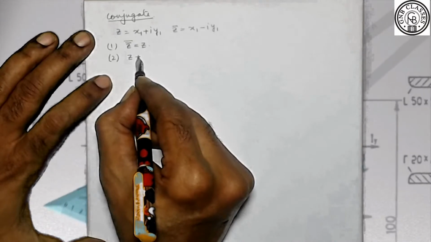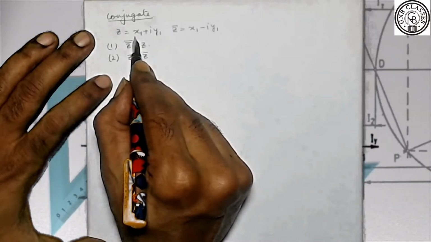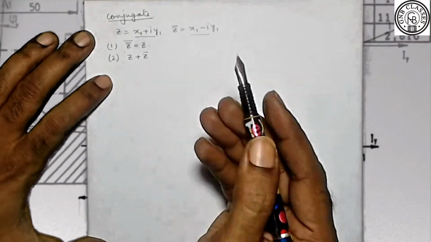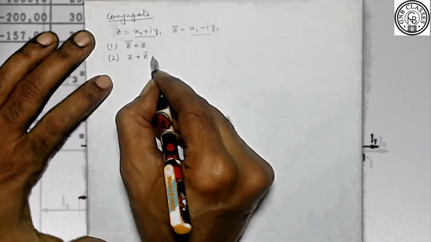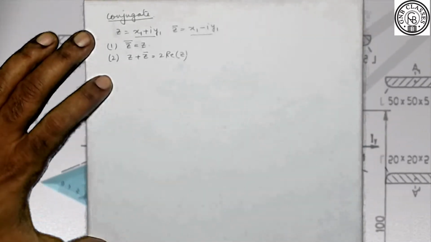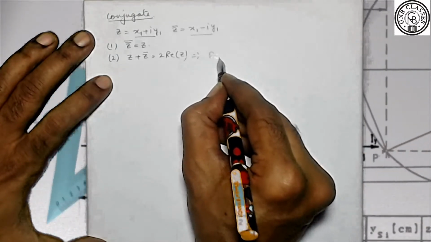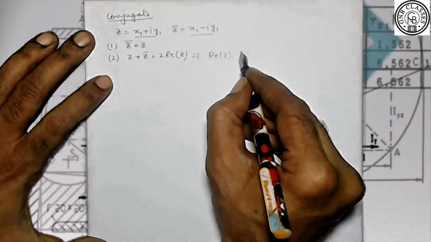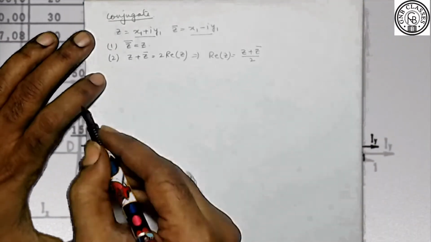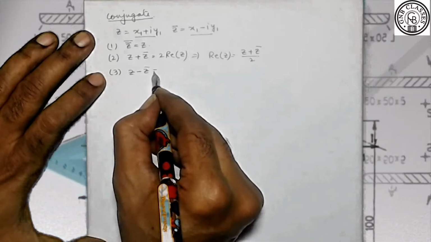If I go for z plus z bar, what are we going to have? If I add this and this, we are going to have 2x1. 2x1 is nothing but 2 times real part of z. Yes or no? Is it clear? So from here we can also say that real part of z can be represented by z plus z bar by 2.